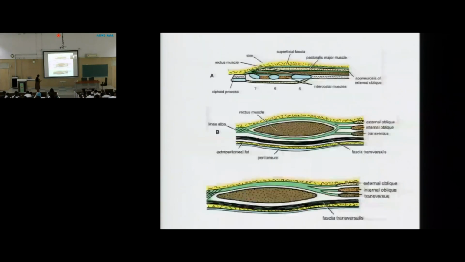First this. Okay. Now external. This is superficial fascia. Skin, superficial fascia. Then pectoralis major. We are not concerned with this. We should be knowing that this is the rectus muscle. Okay, this is the rectus muscle.